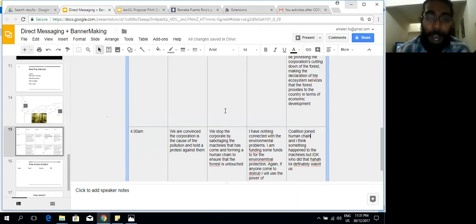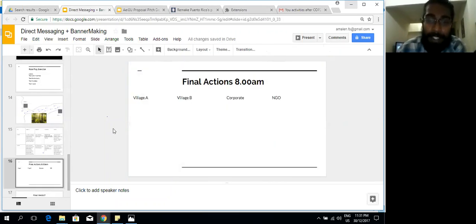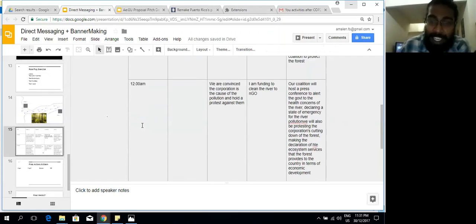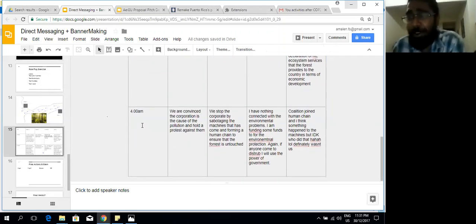Interesting. Village A is convinced the corporation is the cause of the pollution and hold a protest against them. Oh, protest against the corporation at the same time. Okay. Awesome. So at 4 o'clock, that is what has happened. Okay? So that is what happened at 4 o'clock. Let me just say, as of 4 o'clock, doesn't look like they can cut down the forest, does it? They've got a human chain and everything. What's going on? What? Okay.